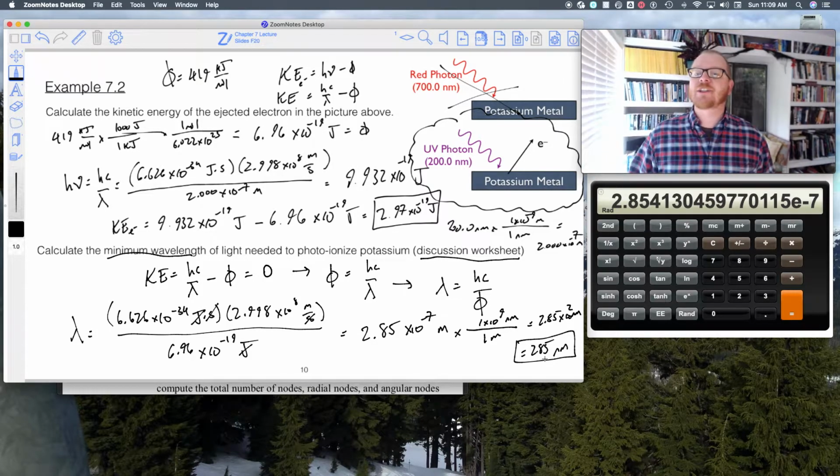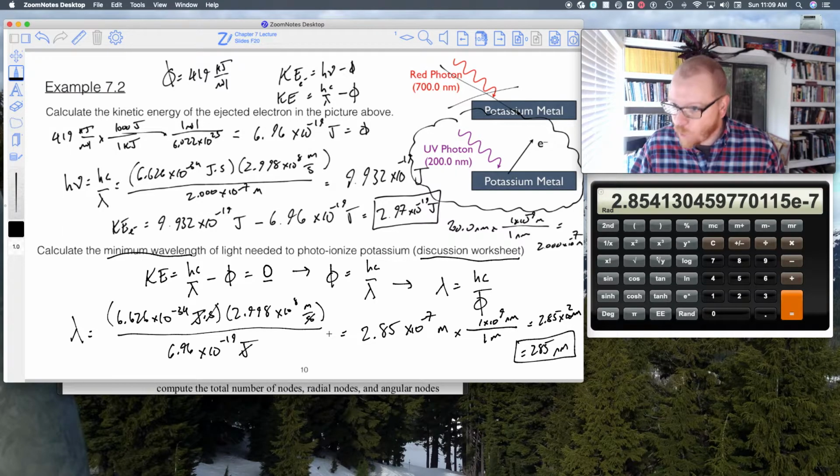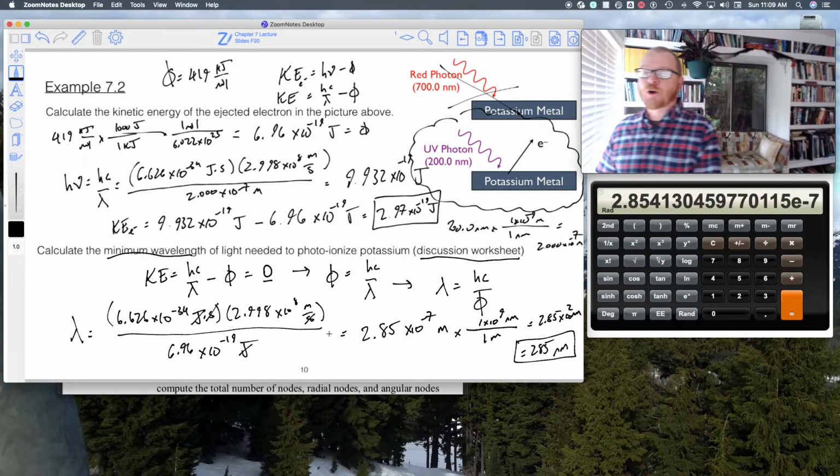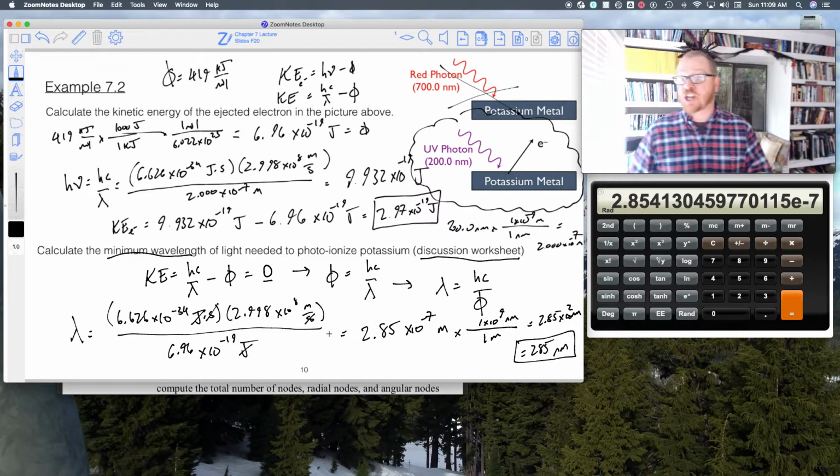So if I shined 286 nanometer light on potassium metal, it would not photoionize it. If I shined 285, it would still not ionize it because the kinetic energy is 0. However, if I used 284.9, then I would get photoionization. I would get an ejected electron.